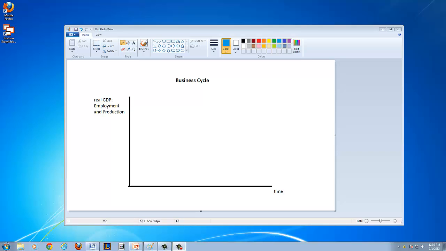In a Cartesian plane, we would draw a business cycle as the alternate up and down as measured by economic indicators. We would measure increases in employment and production. When employment and production increase, we say the economy is expanding. When employment and production decrease, we say the economy is in recession.